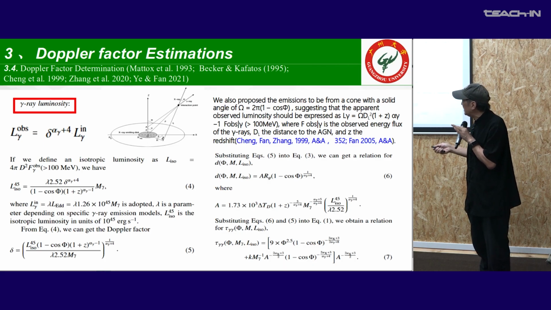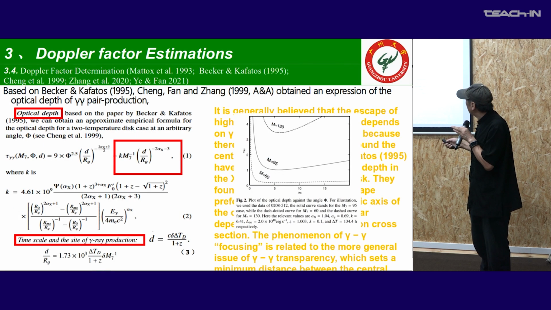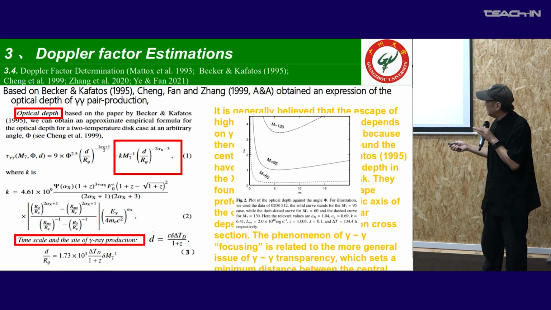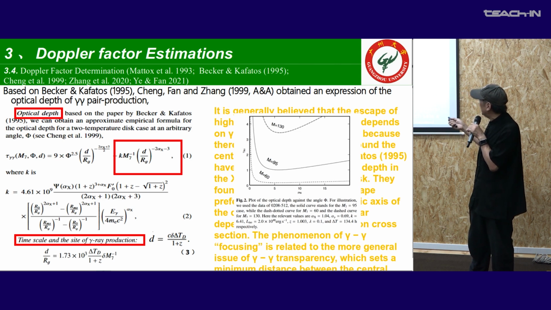Here this phi is this phi. So from this formula, we can get a Doppler factor. You can describe it this way. We also found from this formula that the optical depth, if we choose phi and set m as a constant, then it changes with the viewing angle in this way. We found there is a minimum for this one.